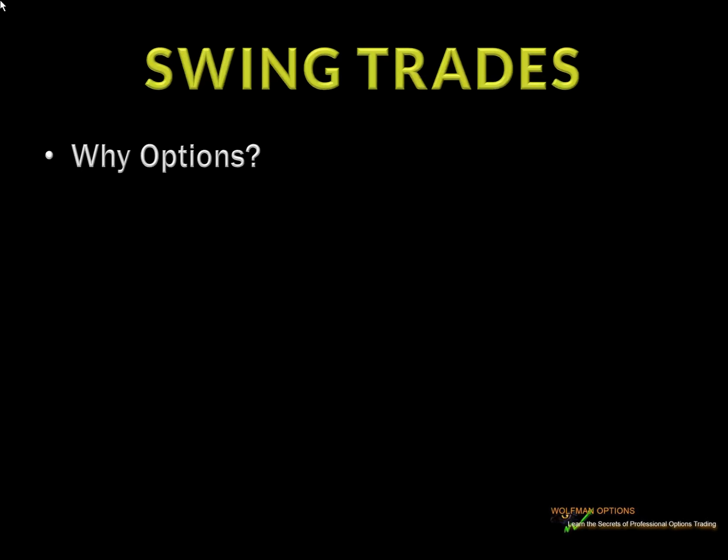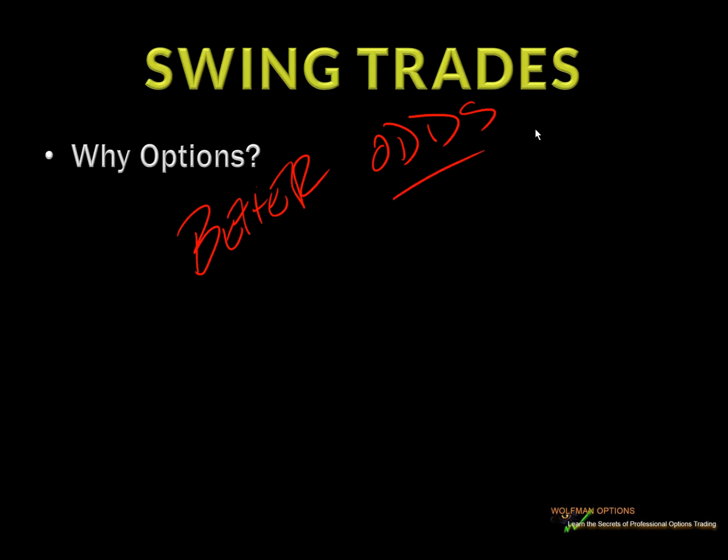So, why were we using options? Because you have better odds, folks. You have better odds than just going out there and doing the stock. Anytime you buy a stock or sell a stock, buy, shorting, whatever, your probabilities of success is 50-50. I'm going to show you how using options you can increase those probabilities of success even more so.